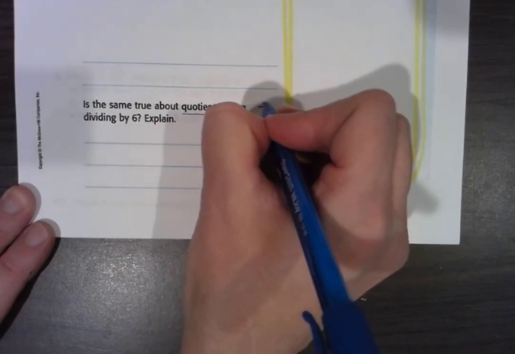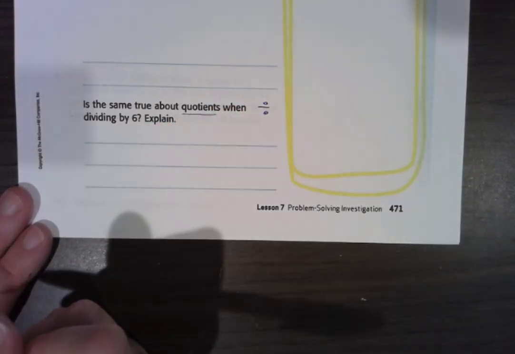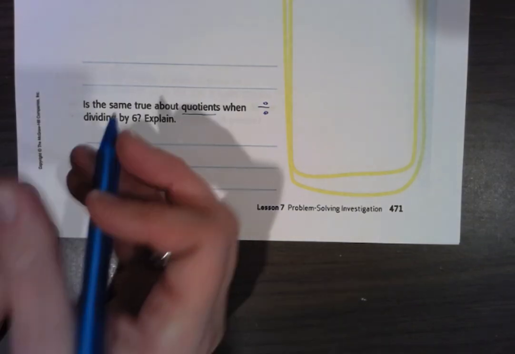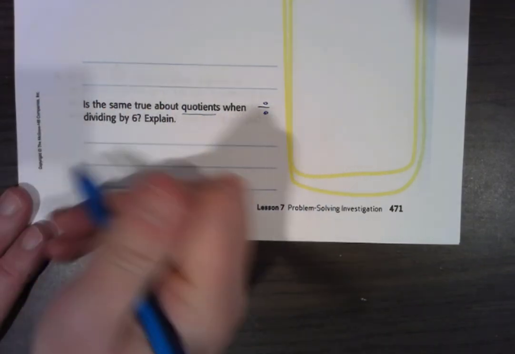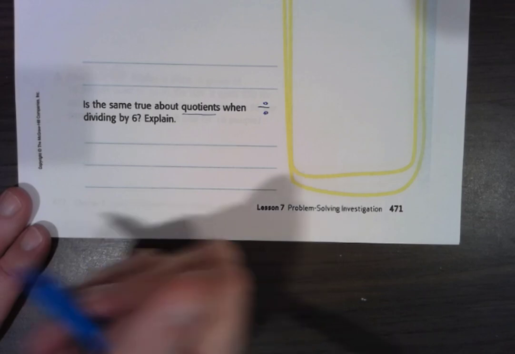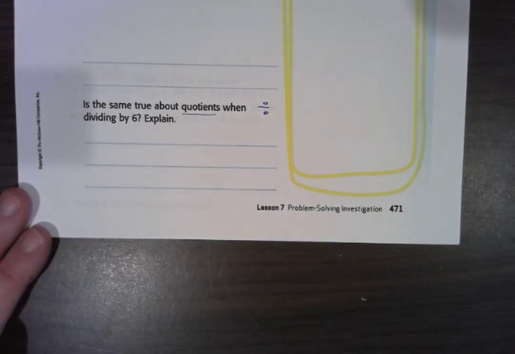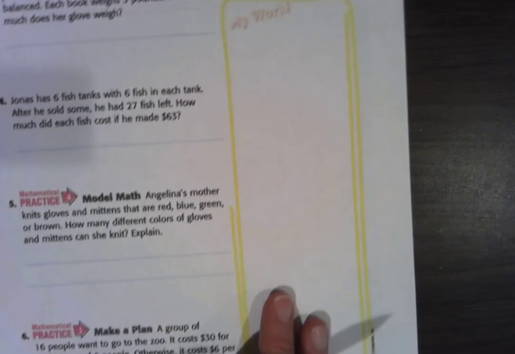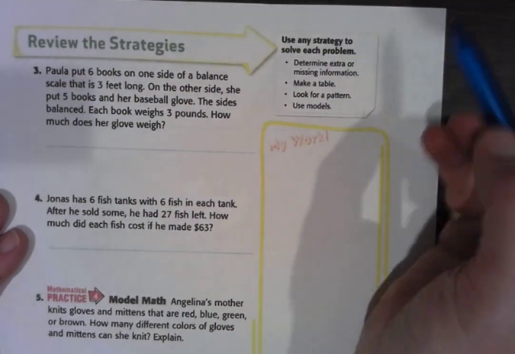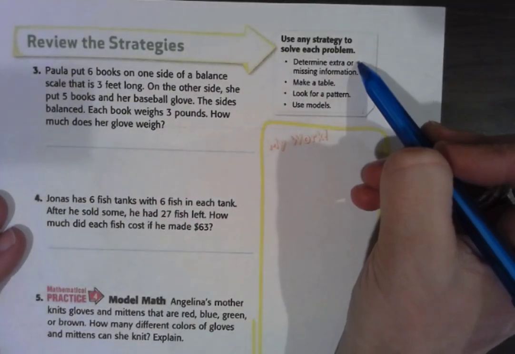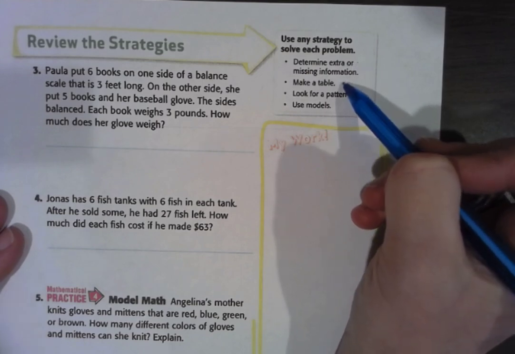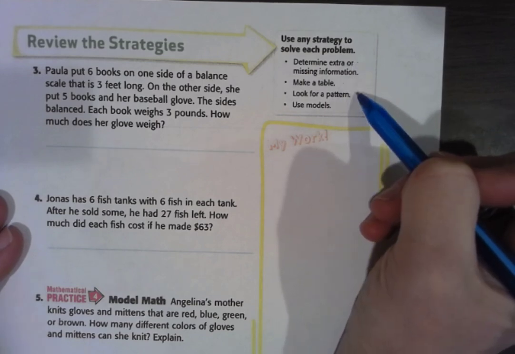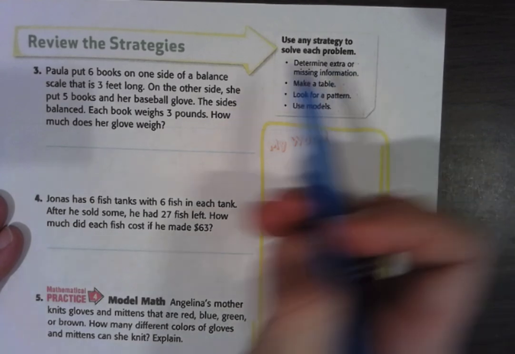Now, the next question says, is the same true about quotients? Remember, quotients are answers to division problems. So then you would need to check 6 divided by 1, 6 divided by 2, 6 divided by 3, and see what you can do. Are they the same rule as you found out here? And then on the back page, you're going to be reviewing a bunch of strategies we've learned this year. It might be determine if there's extra or missing information. It might be going back to make a table, looking for a pattern, using models.